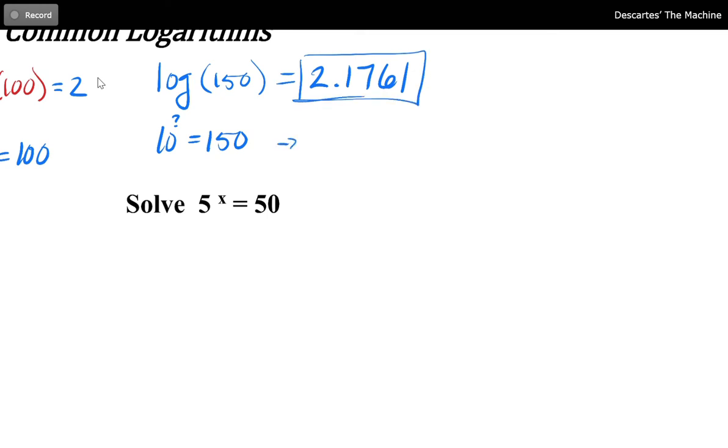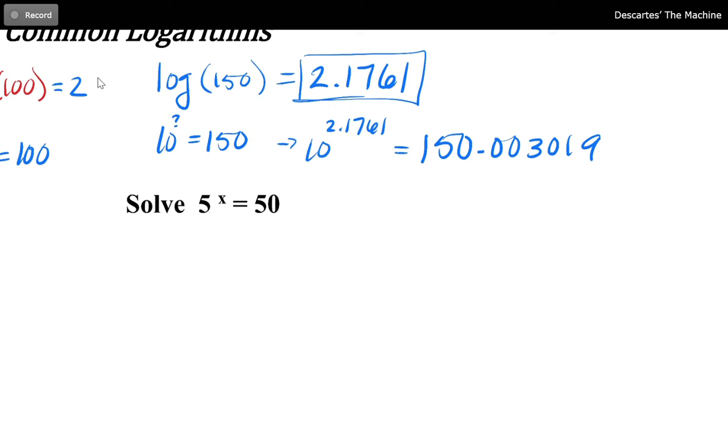And let's try it. Let's take 10 to the 2.1761. And that makes sense because we expected a value between 2 and 3. And since 150 is perhaps pretty close to 100, maybe a little closer to 2 than it would be to 3. But type that into your calculator then as a separate problem. 10 raised to the 2.1761, enter. I'm getting 150.003019. So yeah, that works. Why isn't it exact? Well, because it's rounded. So that then would be my answer.